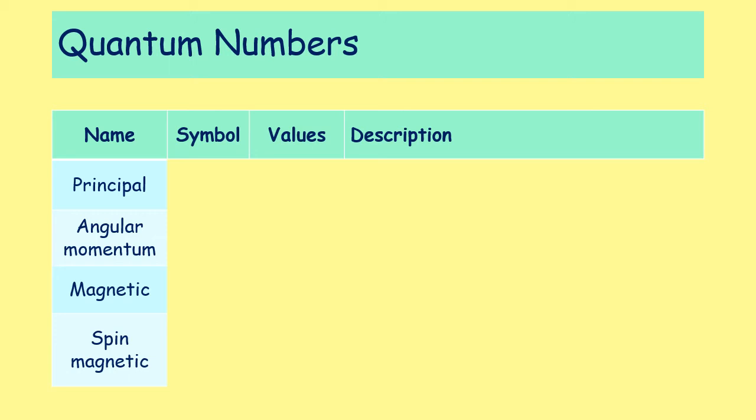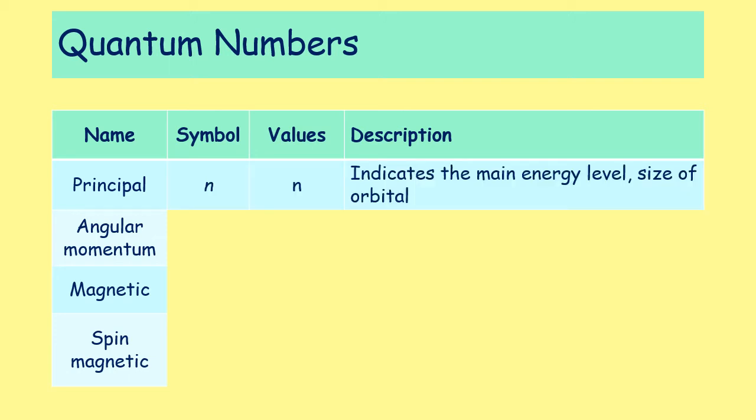We start with the principal quantum number, then we have something called the angular momentum quantum number, the magnetic quantum number, and the spin magnetic quantum number, which is sometimes just called the spin quantum number. So the principal quantum number has a symbol of n.